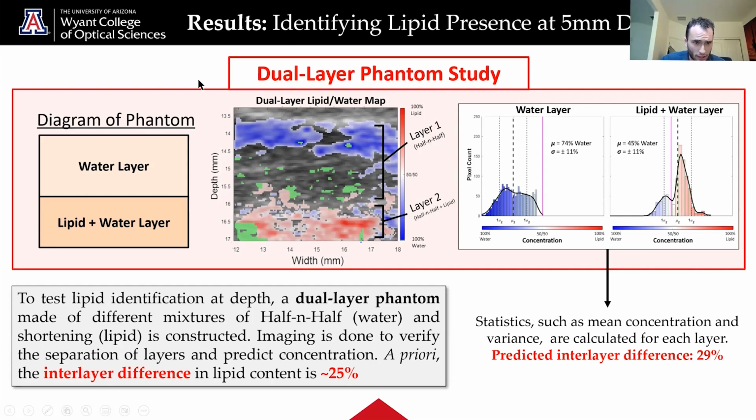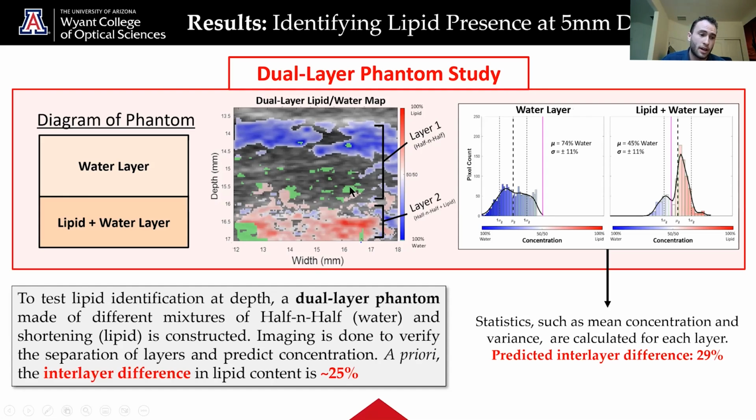You can see on the left here, we have a diagram. We have a water layer and a lipid layer. Again, this is made from half and half and lipid shortening. I believe agarose is the material used to solidify and make these slabs of gelatin-like material. In the middle here, you can see our lipid and water unmixing map. The darker blue color represents a higher water concentration, and the darker red color represents a higher lipid concentration.